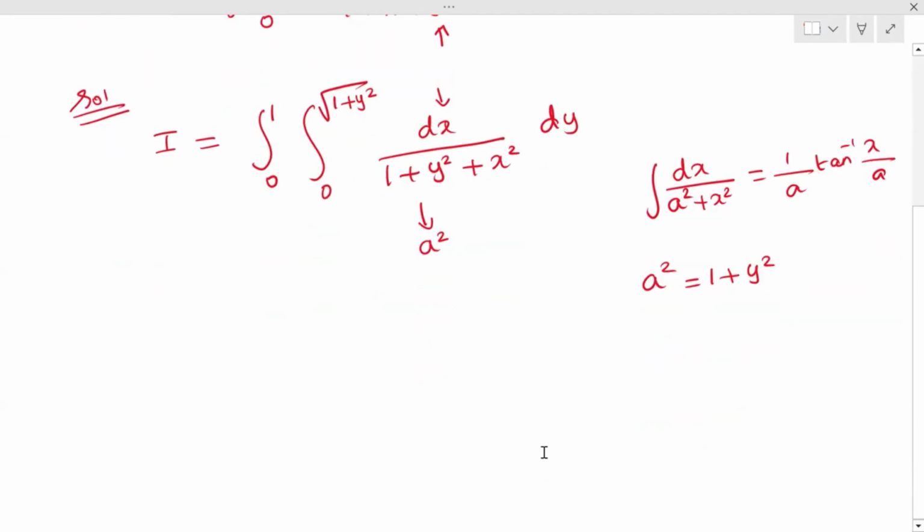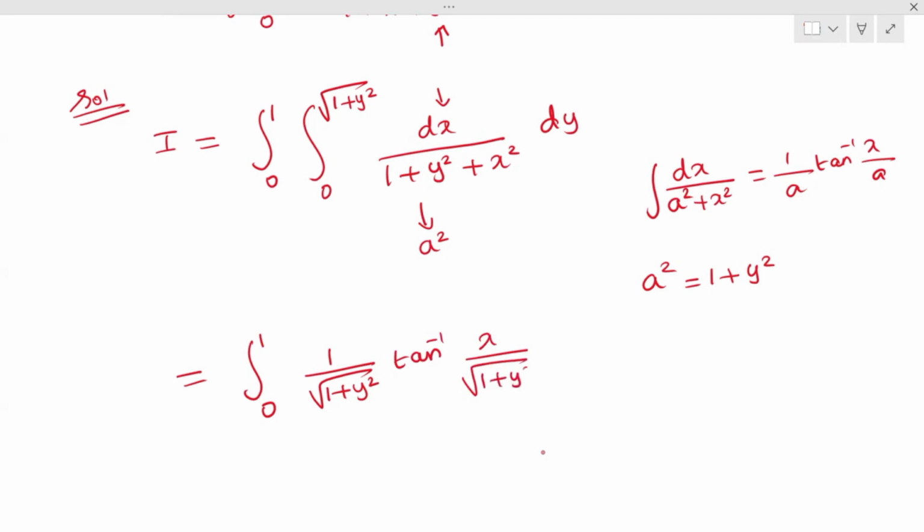So what we do: write the outer integral as it is, 0 to 1. 1 by a, where a is root of 1 plus y square, tan inverse of x by a, where a is root of 1 plus y square. Here the limit is, what is the limit? 0 to root of 1 plus y square, dy.